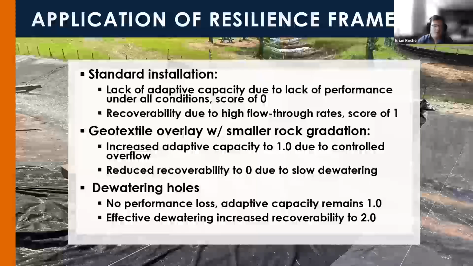The geotextile overlay with a smaller rock gradation, but without the dewatering holes, increased adaptive capacity to 1.0 by allowing performance under disruptive conditions and having controlled overflow. But that would reduce recoverability to 0 due to slow dewatering due to that geotextile overlay becoming clogged with sediment. But with the addition of dewatering holes, we saw no performance loss, which allowed that adaptive capacity to remain 1. And then that effective dewatering increased that recoverability to 1 and that overall resilience to that score of 2 that we're looking for.